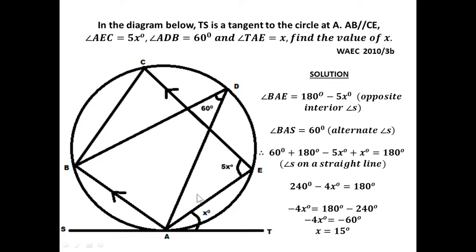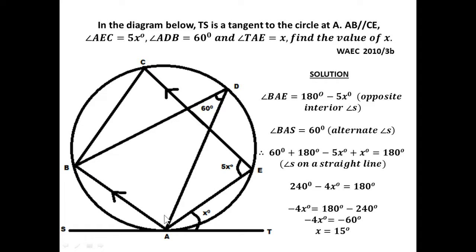If you look at this line, it is parallel to this other line. That means this line AE is a line of transversal to these two parallel lines. So this angle 5x and the angle joined to this parallel line, the addition of them will give us 180 degrees. That's what I showed you in the first diagram, that opposite interior angles are supplementary. So to get this angle, if you remove 5x from 180 degrees, that gives us 180 minus 5x. So angle BAE is 180 minus 5x.